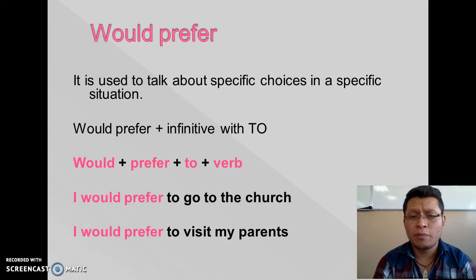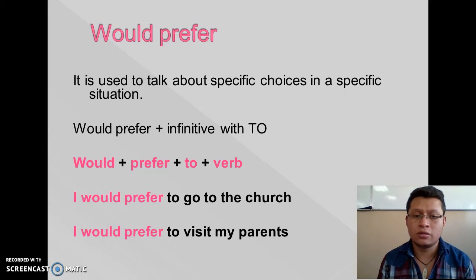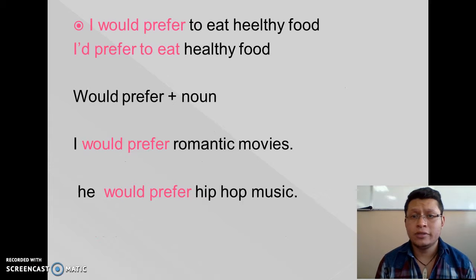We use would prefer when we talk about specific choices in a specific situation. Would prefer plus infinitive with to. The base form of would prefer is would plus prefer plus to plus verb. For example, I would prefer to go to the church. I would prefer to visit my parents. And I would prefer to eat healthy food, or I prefer to eat healthy food.